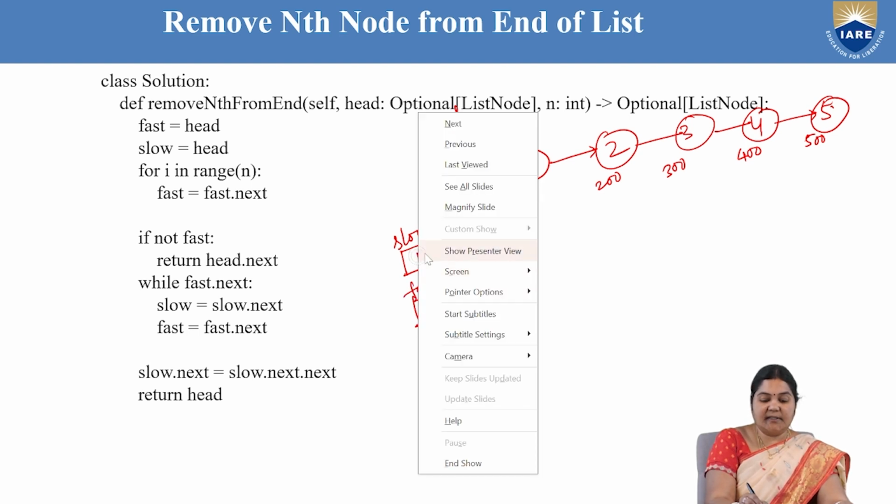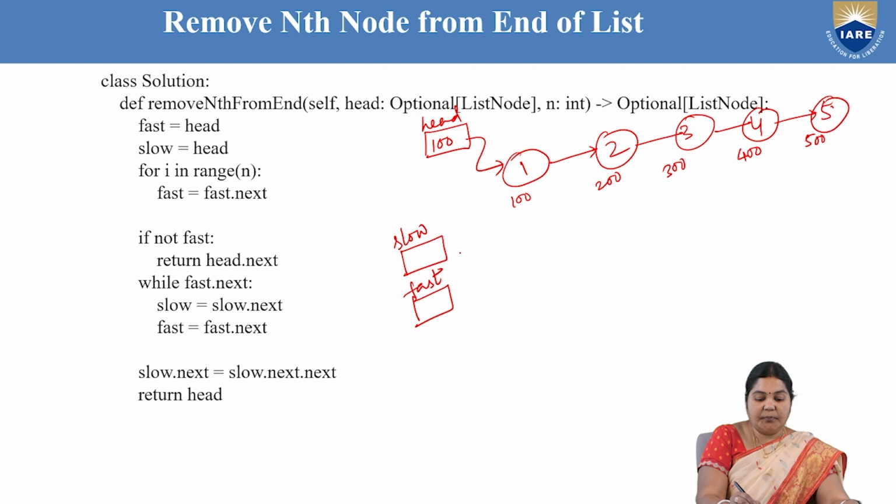Because in a single linked list, we have to start always from the beginning. So slow is equal to 100, fast is equal to also 100. Both are pointing to the first. Now, the nth node from the end you have to delete. So the logic is first keep your fast pointer at the nth node. Means take up to nth node.